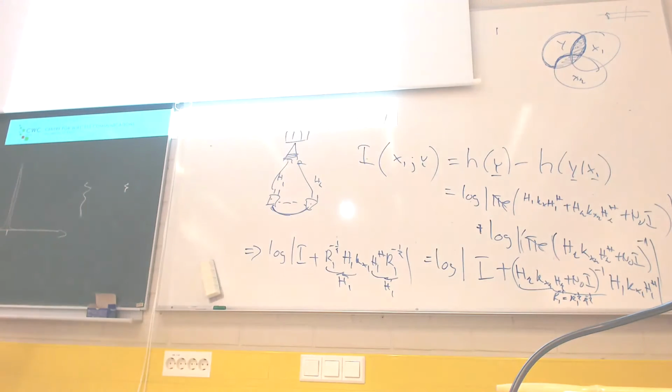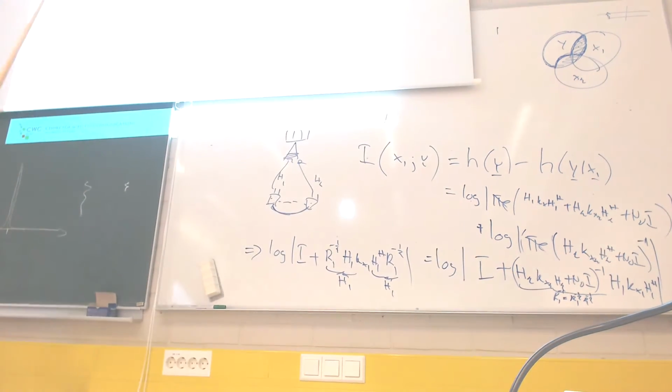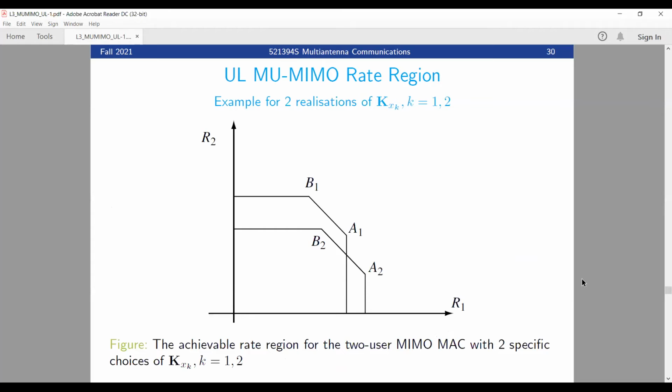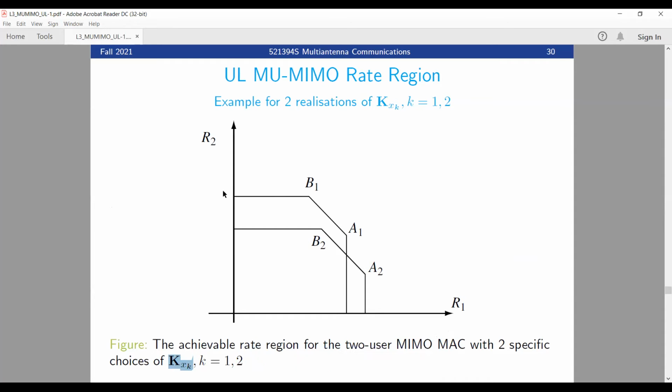Okay, so this was for one fixed transmit covariance matrix. But recall from the beginning that we can choose any pair of Kx as long as they are feasible. There's full flexibility to choose Kx. It's a matrix of complex values. We have full flexibility of choosing those, an infinite number of options, right? To choose this Kx.